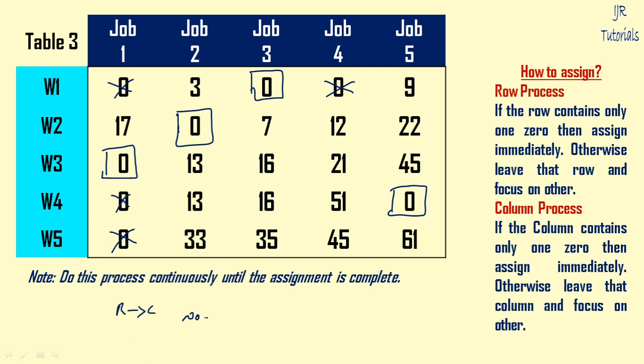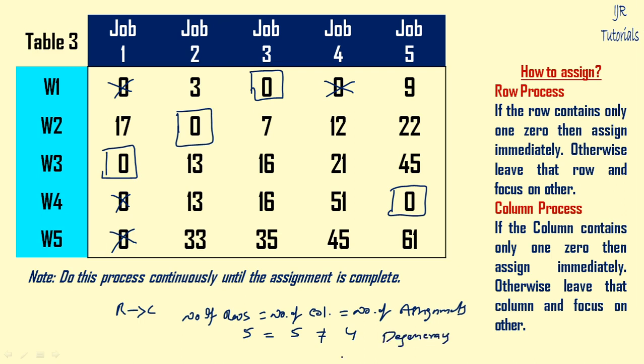That means the number of rows equal to the number of columns should be equal to the number of assignments. See, the number of rows is 5, the number of columns is 5, but the number of assignments is only 4. That means it is not equal.